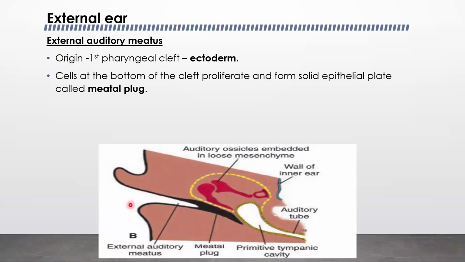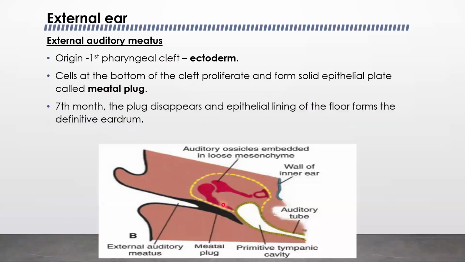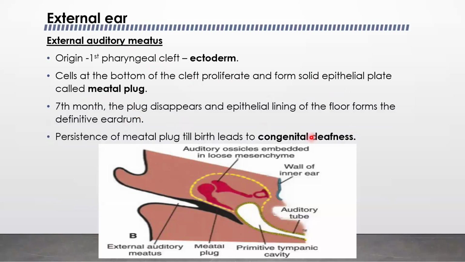So this is the first pharyngeal cleft. This is the first pharyngeal pouch. So the first pharyngeal cleft gives us the external ear, the external auditory meatus. The cells at the bottom of this cleft will proliferate to give us a solid plug that is known as the meatal plug. This meatal plug is supposed to disappear in the seventh month, but if it doesn't disappear, we'll have congenital deafness. So imagine this meatal plug is supposed to disappear, but it doesn't, so it will give us congenital deafness.